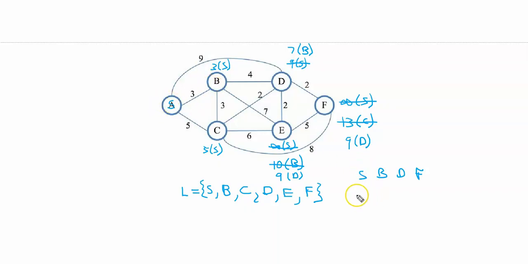So the shortest path would be S, B, D, F. And that would have a total distance of 9. If we add up 3 plus 4 plus 2, you see, we get 9. And there we go. Okay, so those are two examples there illustrating how to use Dijkstra's algorithm.